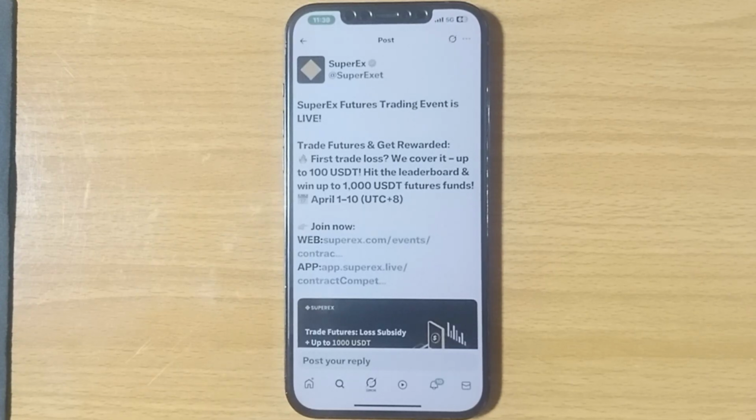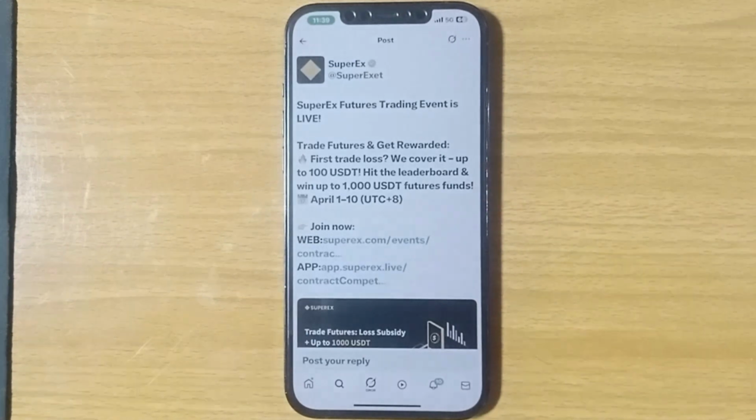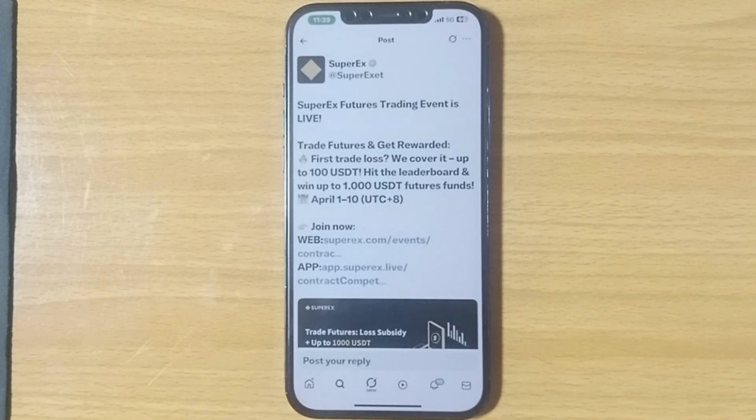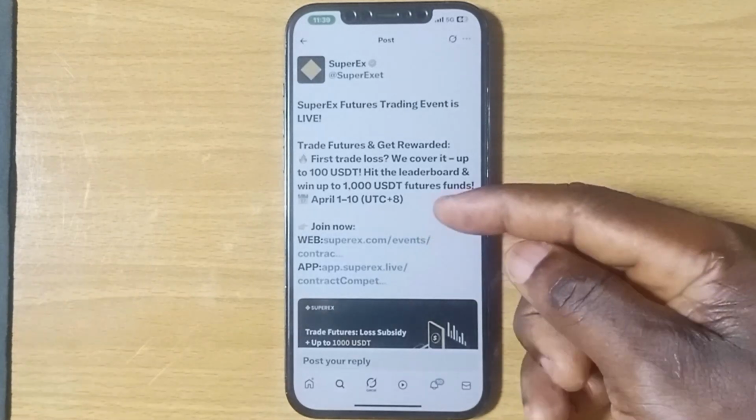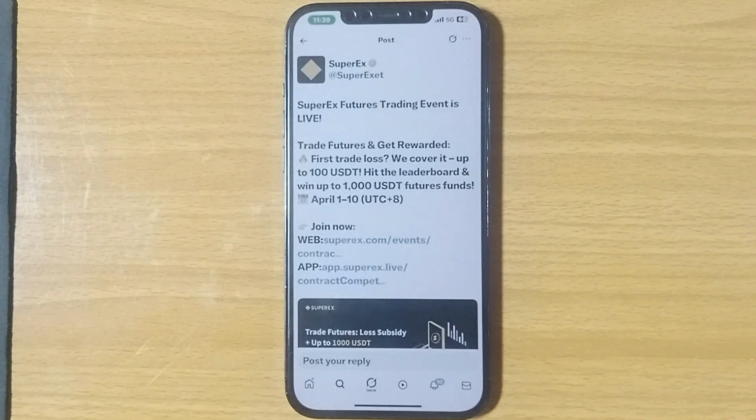Futures trading event is live. Trade futures and get rewarded. First trade loss will be covered up to 100 USDT. Hit the leaderboard and win up to 1000 USDT futures fund. And you have 10 days guys to enjoy this benefit.